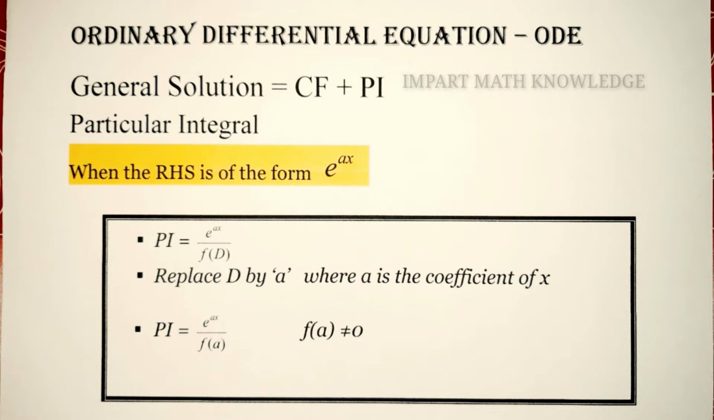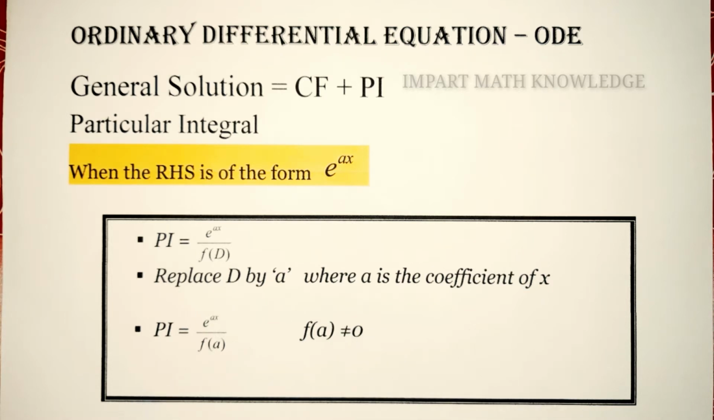This video is about particular integral in ordinary differential equation. The general solution is complementary function plus particular integral. Complementary function is clearly explained in my previous video. The right hand side is of the form e power ax. The particular integral is e power ax by f of D. F of D is the left hand side of the given problem. Now replace D by a, where a is the coefficient of x.